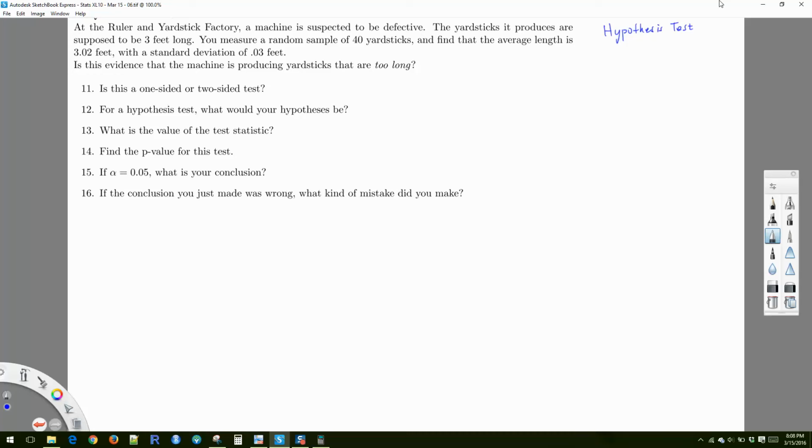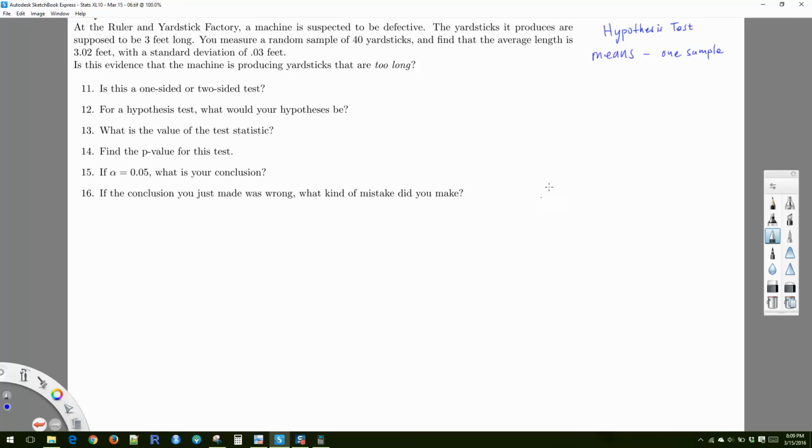Yeah, we've got means, and we can tell because we're talking about the length of a yardstick, so we're dealing with means. Okay, and then as we read it, it just says you have a random sample of 40 yardsticks, and it doesn't mention another sample or anything like that. So we have one sample. Okay, so with hypothesis tests and means and one sample, we can start answering these questions.